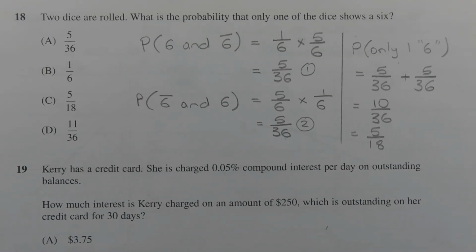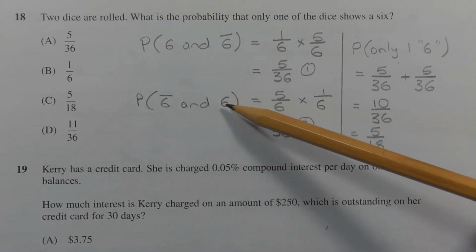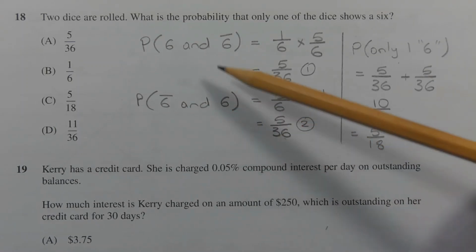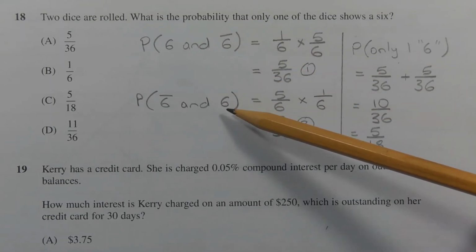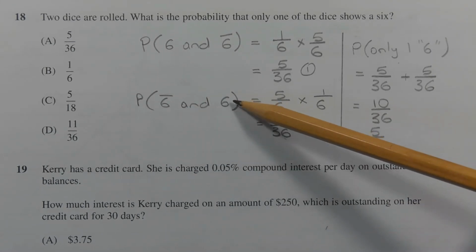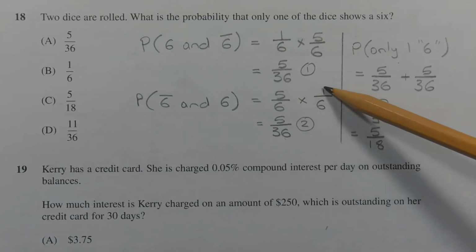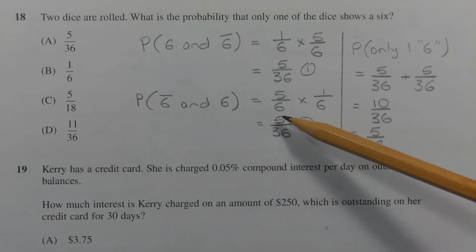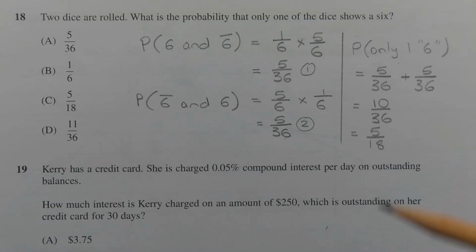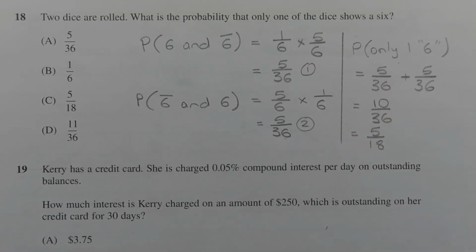Now, in the second case, when the two dice are rolled, the first dice does not show a 6, and the second dice shows a 6. So in both of these cases, only one 6 is shown. And the probability of the first dice not showing a 6 and the second dice showing a 6 is given by 5 over 6 times 1 over 6, which equals 5 over 36. So this is the result of case 1, and this is the result of case 2.